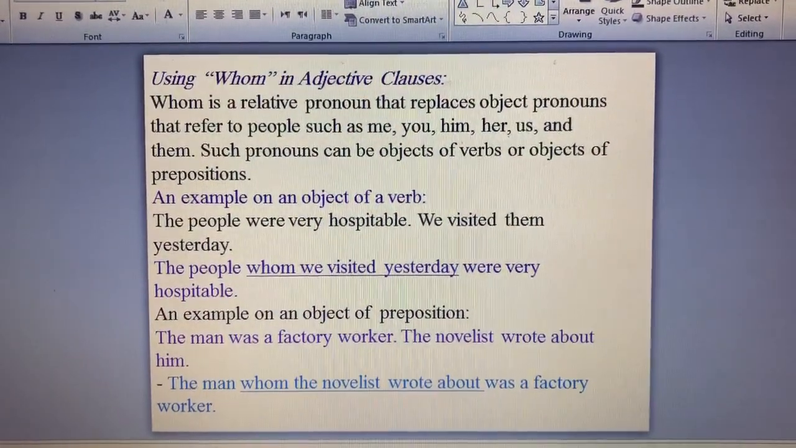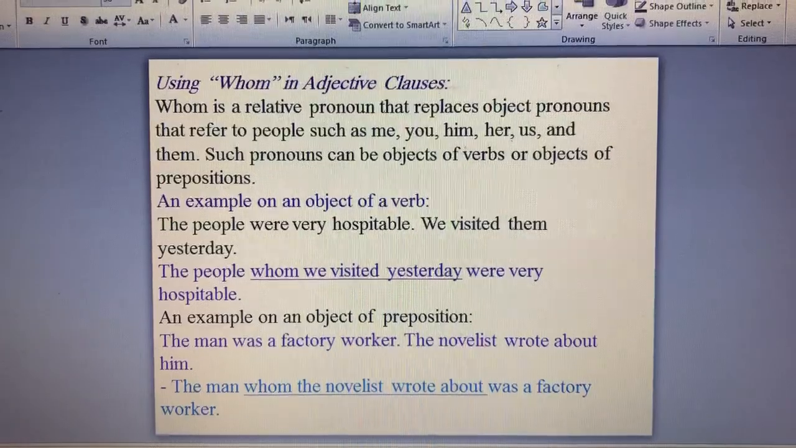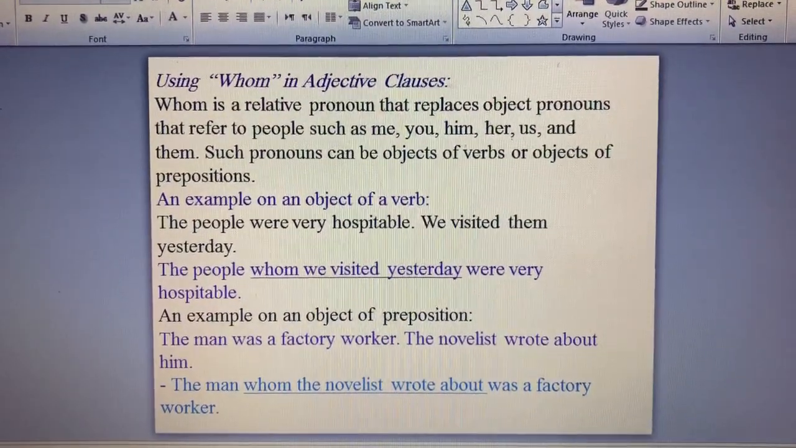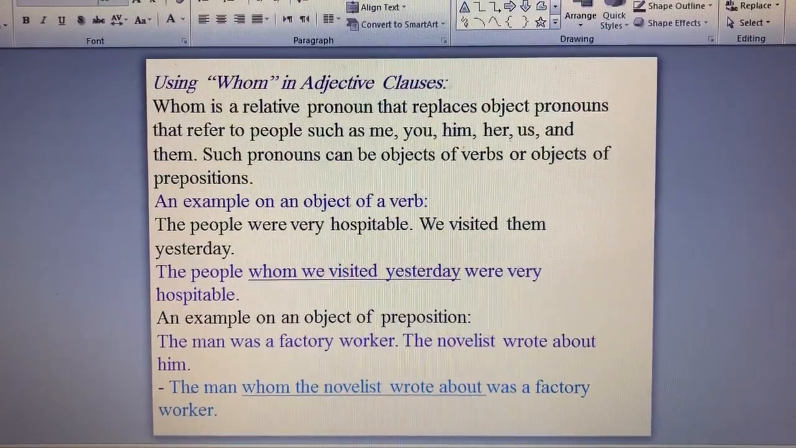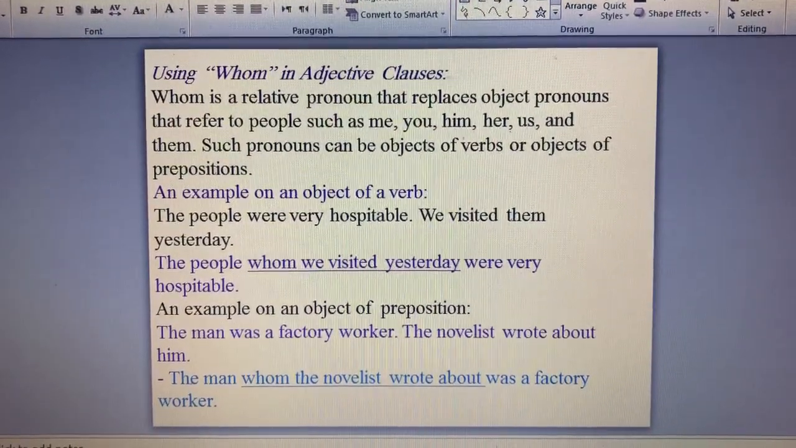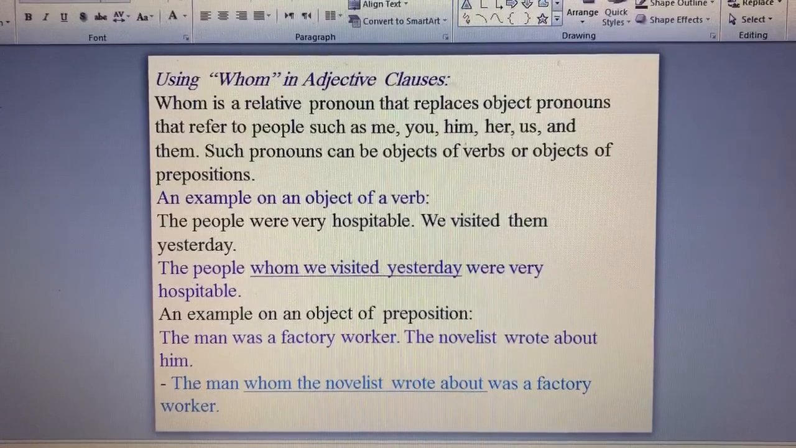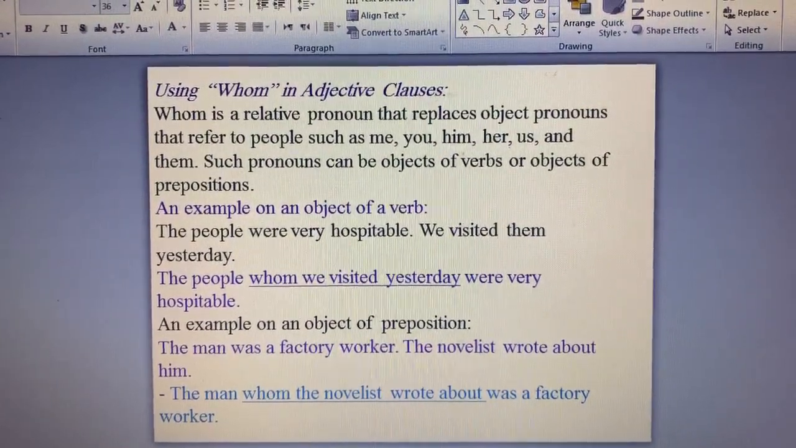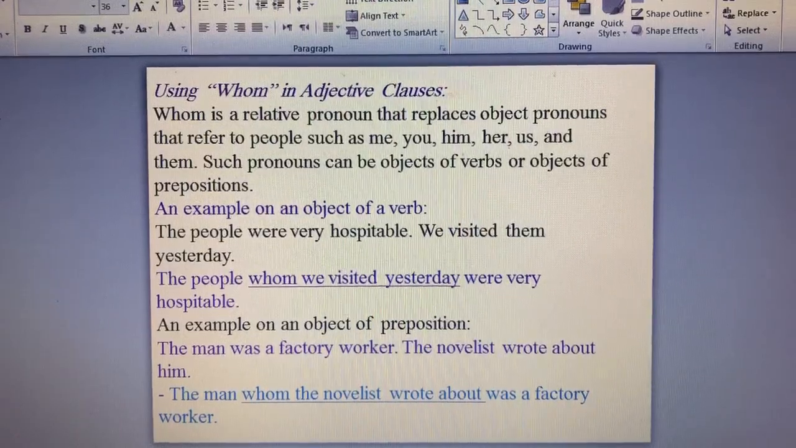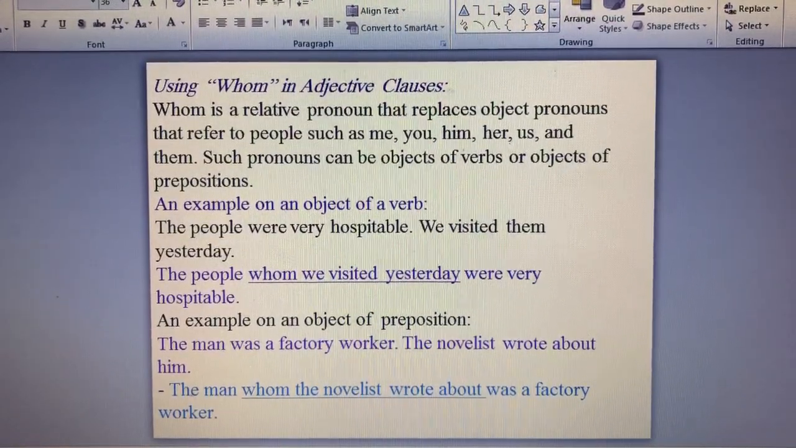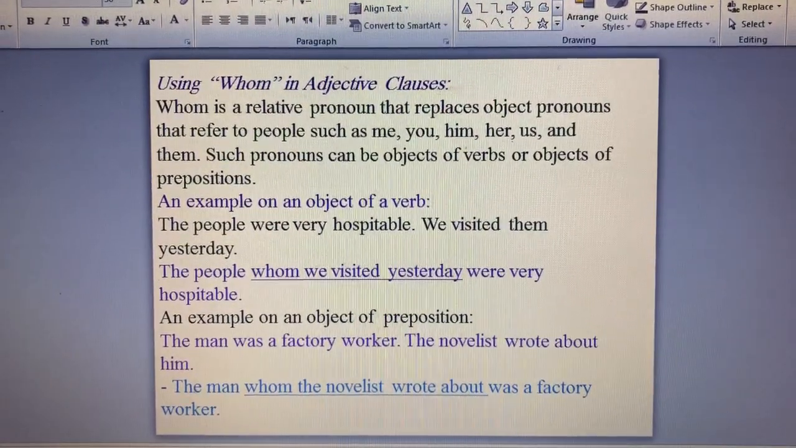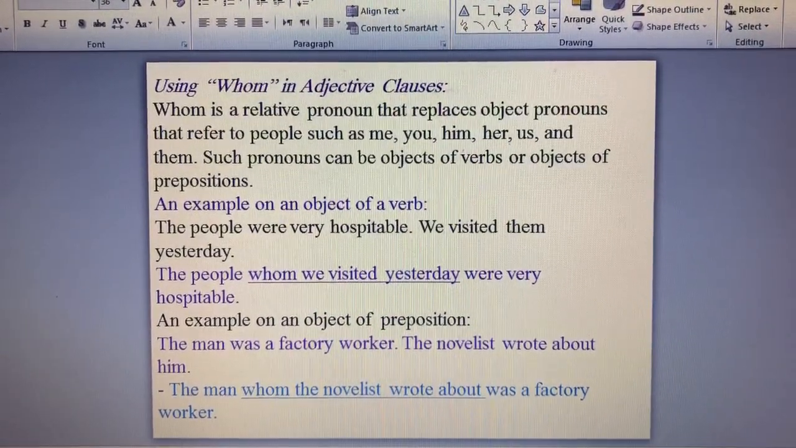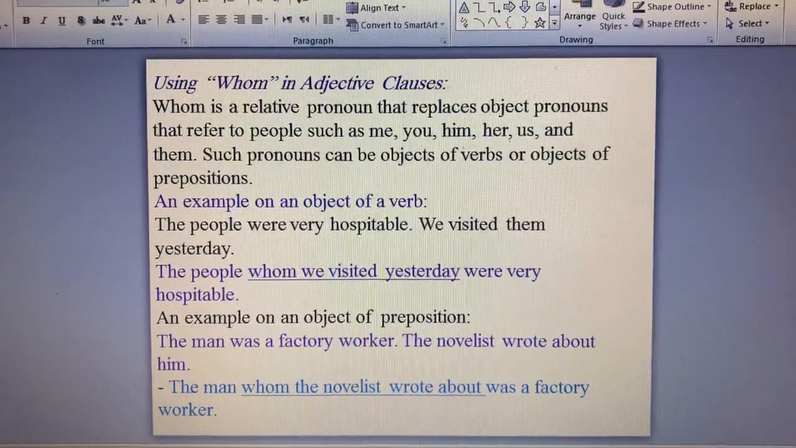Using whom in adjective clauses. Whom is a relative pronoun that replaces object pronouns that refer to people such as me, you, him, her, us, and them. Such pronouns can be objects of verbs or objects of prepositions. As you all know, every word which follows or comes after a verb is called an object of a verb, and every word that follows a preposition is considered an object of preposition.